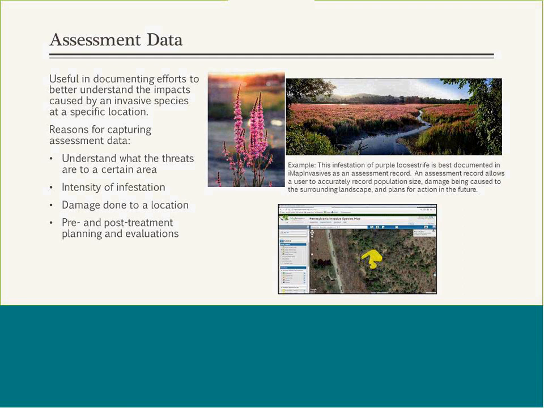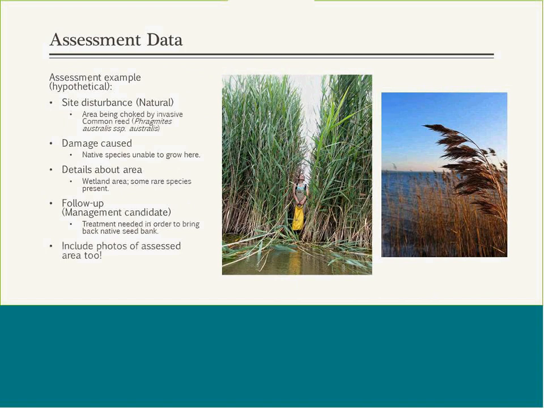Here's an example. If you look at the photo here, purple loosestrife is being documented as an assessment record, and it's used to record the population size, so how big of an area we're talking about, how much of the invasive species is in this area, and the damage being caused to the surrounding landscape. Of course, this is going to have a lot of impacts, so we want to talk about what those impacts are that we're seeing, and then any plans for future action, such as, okay, I want to go out and do treatment for this area next year. That's all information that we can capture in an assessment record.